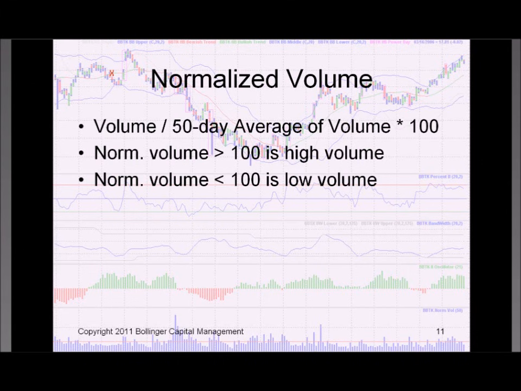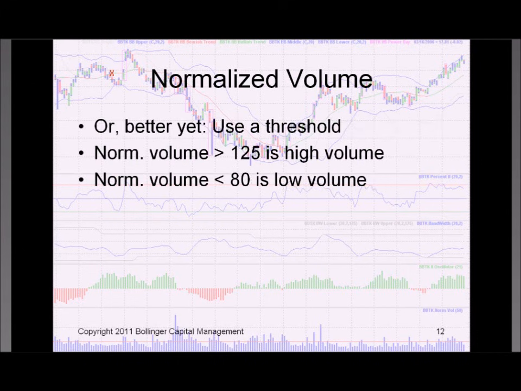But we can improve upon this a little bit because, is normalized volume of 101 or 102 really high volume? A normalized volume of 98 or even 95, is that really low volume? I don't think so. So we can improve this analysis by using a threshold.